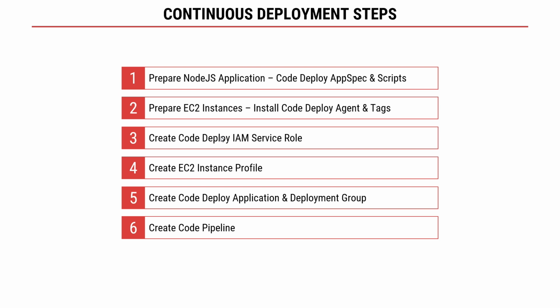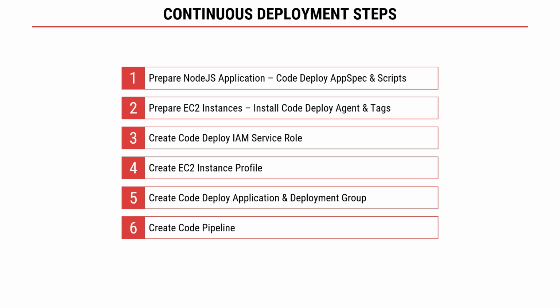Next, we need to create a service role using IAM. So this role will be assigned to our CodeDeploy application, and it will have permissions to access EC2, autoscaling, and ALB. Next, we need to create an instance profile on IAM, which we'll be assigning to our EC2 instances. So this instance profile role will have access to S3.